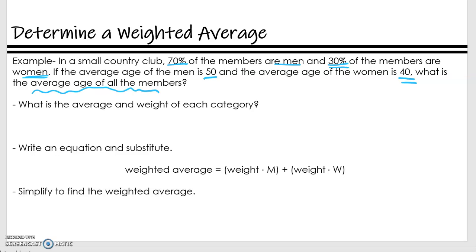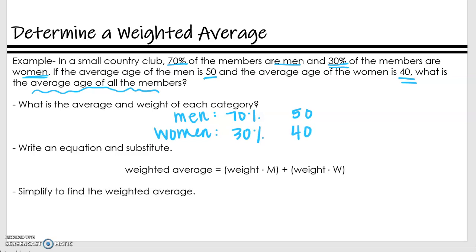So let's first decide what are our different categories. Okay, so we have men and we have women. The men represent 70%, and there are 50 total. Women represent 30%, and there are 40 total.